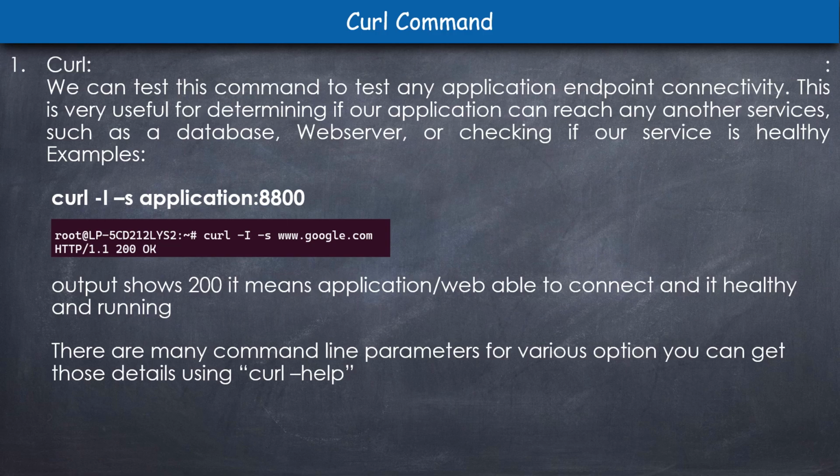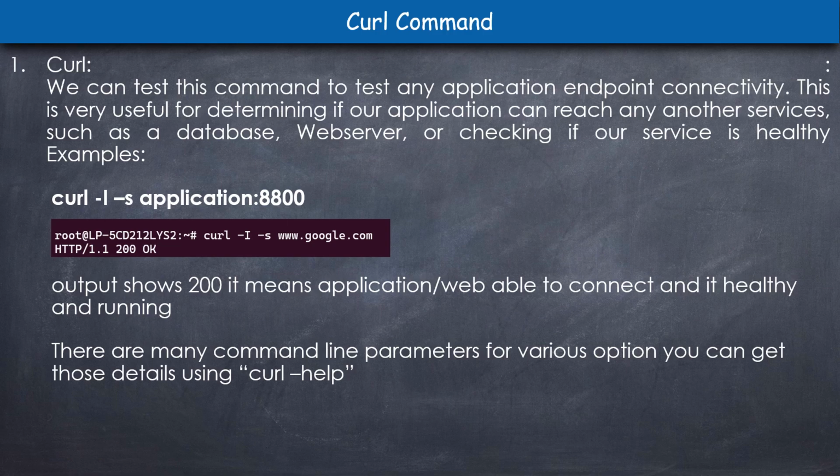Suppose I have an application running on the current server on port number 8800. I can use curl -s with the application URL and port. If it returns an OK result, that means that application is up and running and you are able to reach that application. Suppose I want to see if I am able to connect to the internet or not, I can use curl -s -I www.google.com, or any website, and if it returns a 200 status code and OK, that means we are able to connect and also Google is up and running.